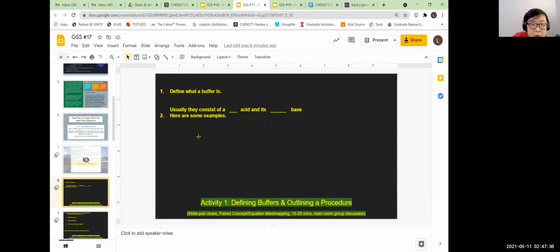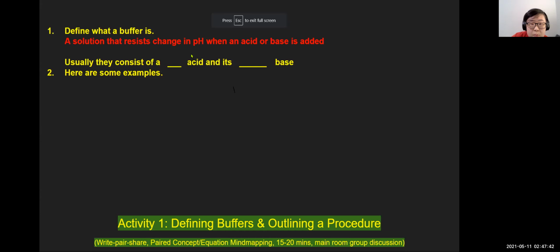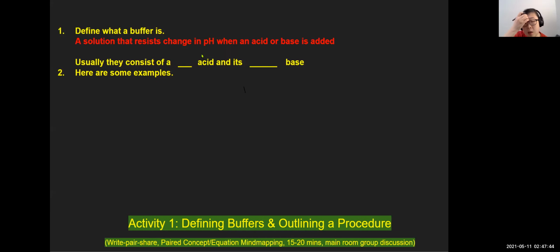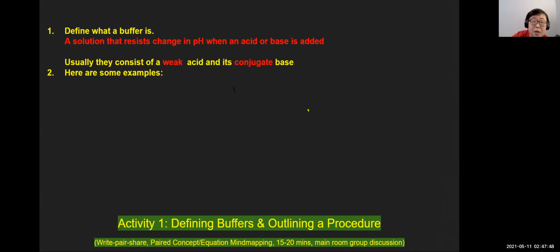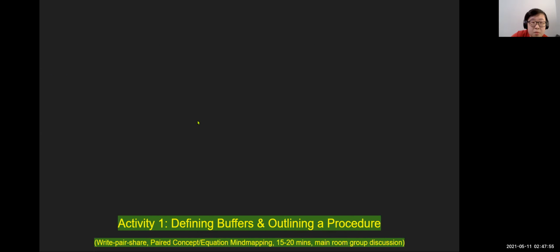Okay, so I guess here, what is a buffer? It's a mix of an acid and its conjugate base, and it resists the change in pH. So once again, a weak acid and its conjugate base, or a weak base and its conjugate acid. You remember there are a bunch of examples here.